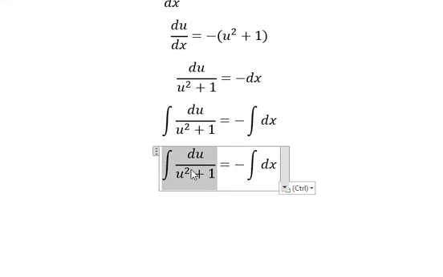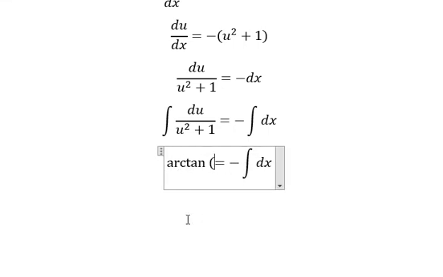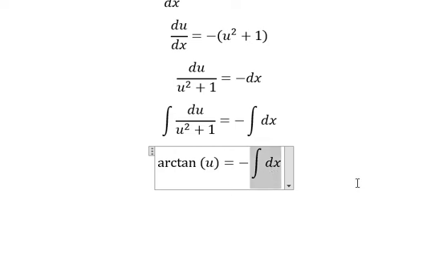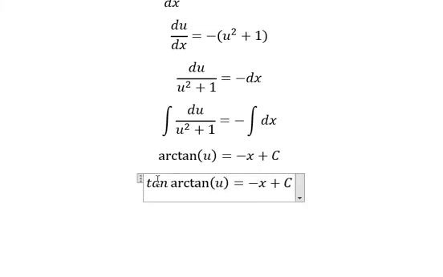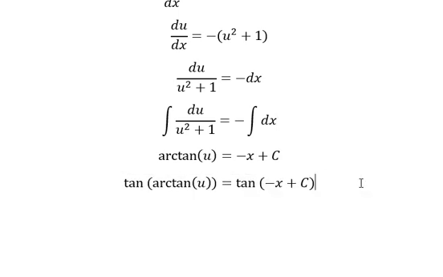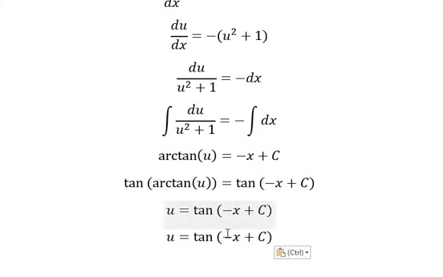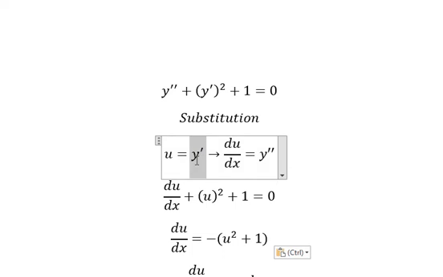The integration of this one we have arctan of u. This one, the integration of ds, you get s and we put c. Now we put tan for both sides. This one we have u. About u, that's about this one.